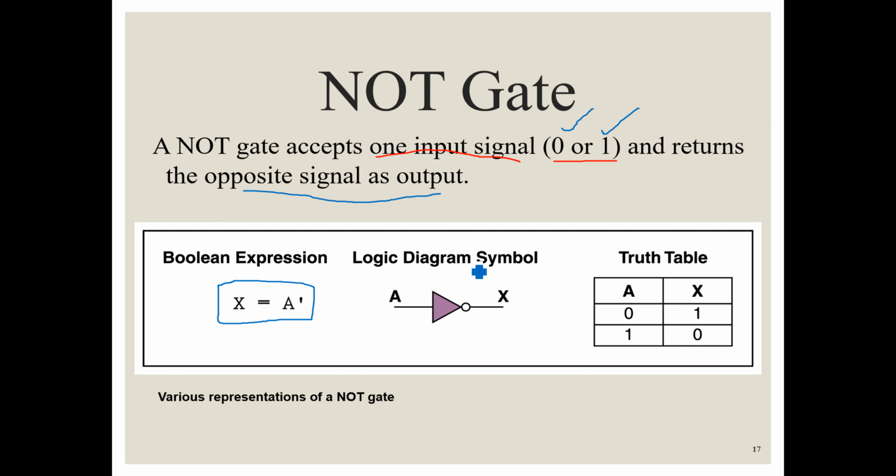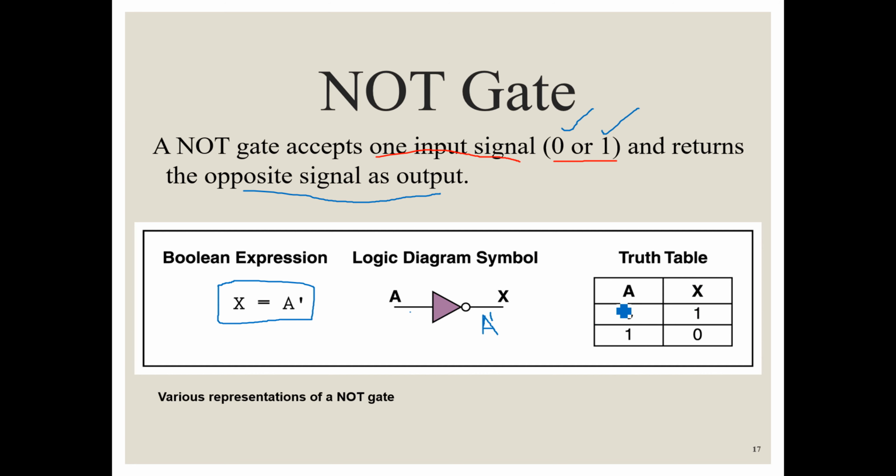This is the logic symbol diagram of the NOT gate, as I have drawn in the previous slide. A is the input. That input will produce an output which is called A bar. That A bar is nothing else but your expression X.